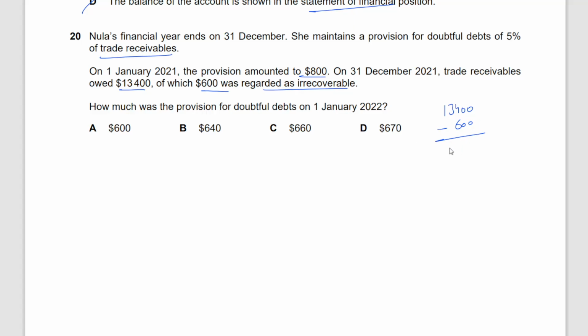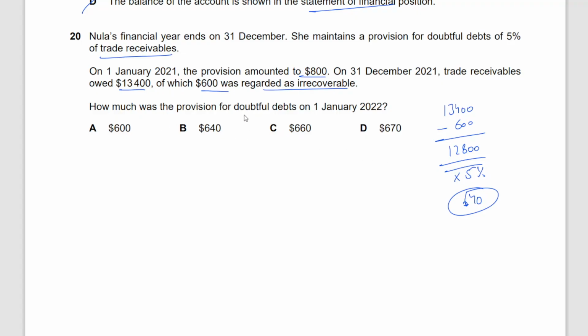The answer here is 12,800. That is the real trade receivables, and on that we apply 5%. We get 12,800 times 0.05. That is 640. Now 640, is that it? No, that's not it.